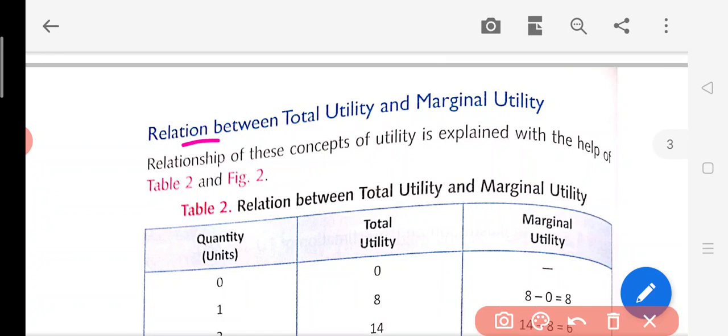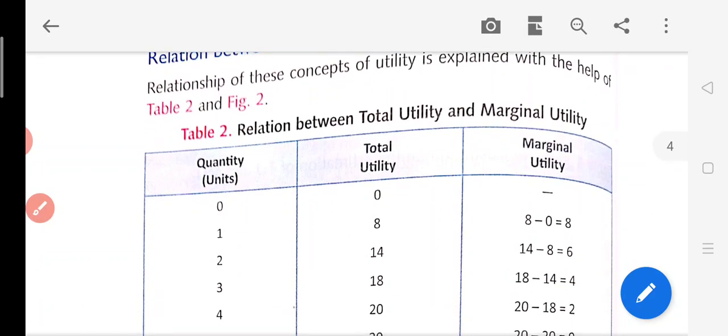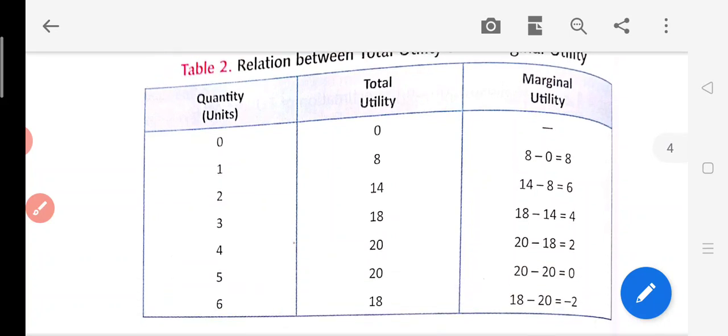Now, the relationship between total utility and marginal utility. Here also we will understand with the help of a schedule first. So what is a schedule? Basically, a schedule is nothing but a table. Here there is a table in front of you. I hope this is well visible.